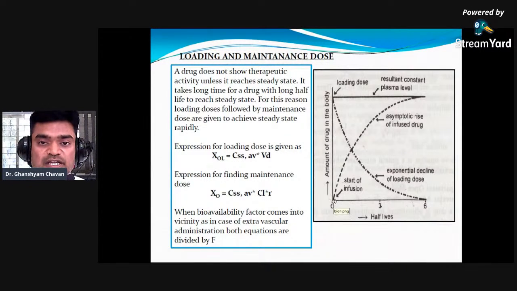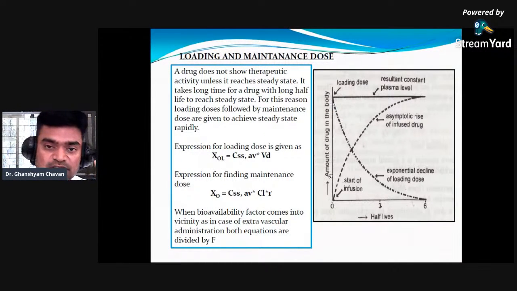Whenever you are giving the loading dose, it is nothing but a double or triple quantity of your regular therapeutic dose. Suppose your therapeutic dose is 100 mg, then your loading dose may be 200 mg or more than that. It means your blood concentration will increase immediately.